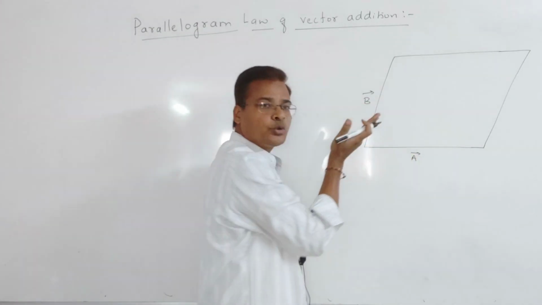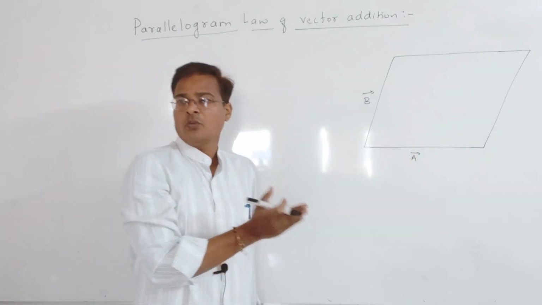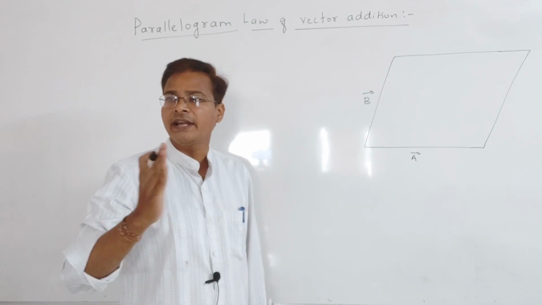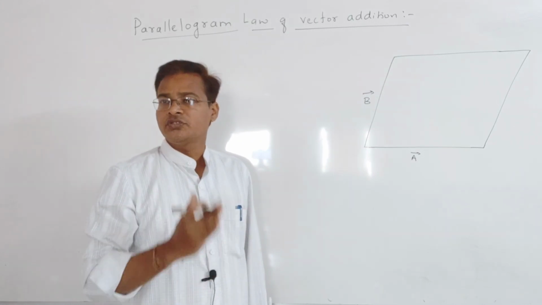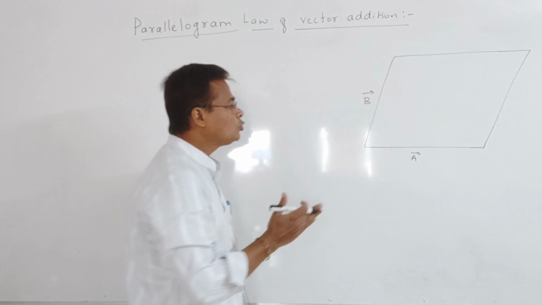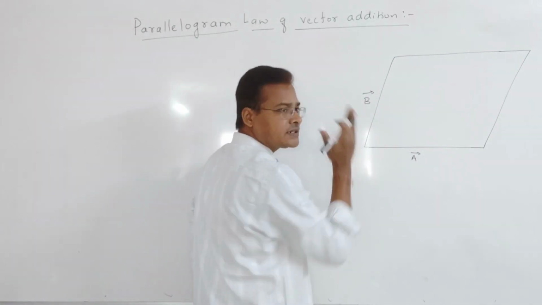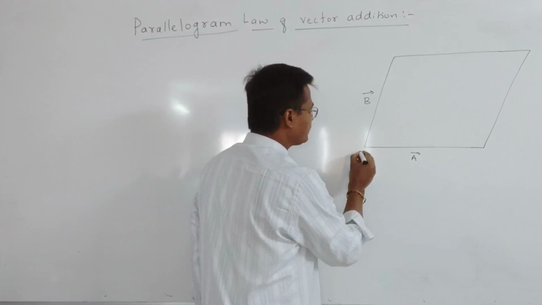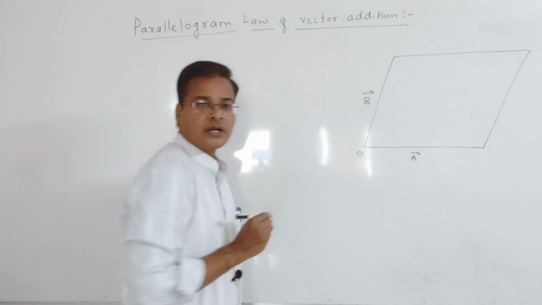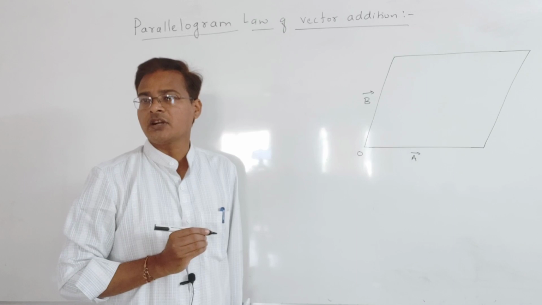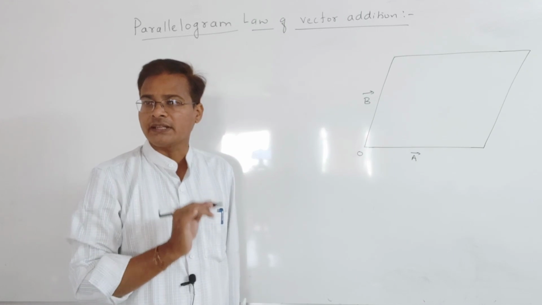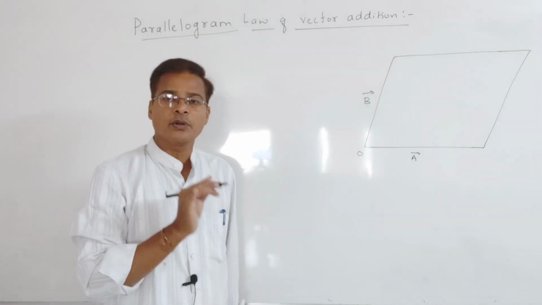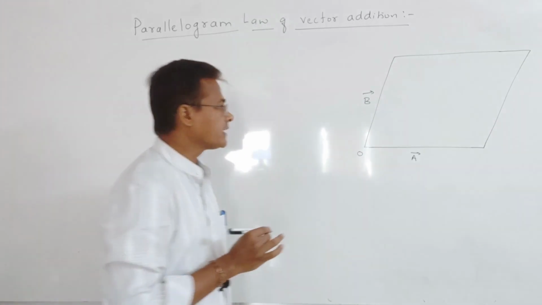Okay, so if two vectors are represented in both magnitude and direction by the two adjacent sides of the parallelogram. Here we are considering the parallelogram. This O is the point that is common to both the vectors. Okay, so both the vectors.